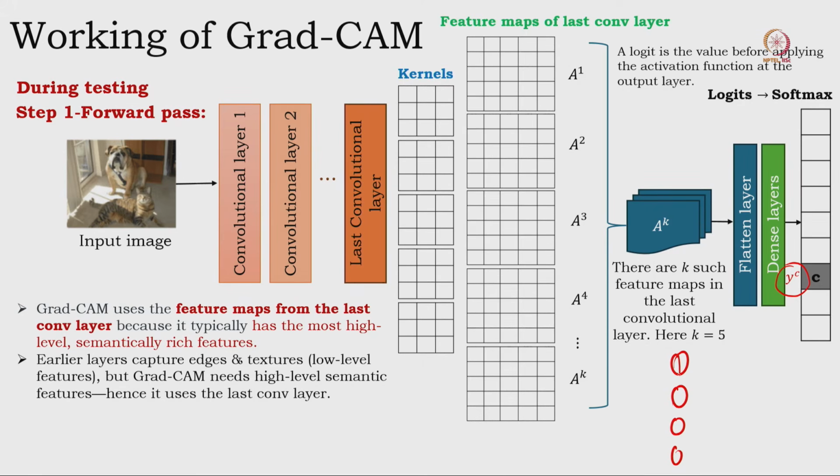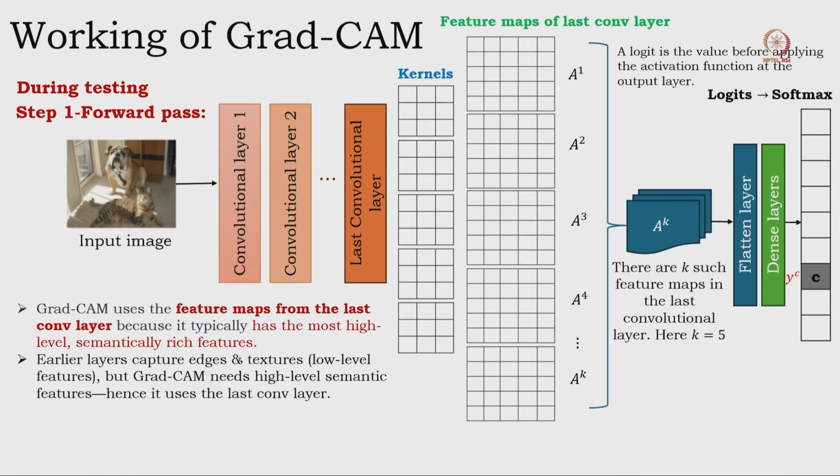Before you pass it to the activation function, at each neuron there is a summation and then an activation. Suppose the model has predicted this particular class, we take this summation value. This is called a logit. So, what is a logit? It is the value before applying the activation function at the output layer. We are interested in getting that particular value, so let us assume that value is YC.